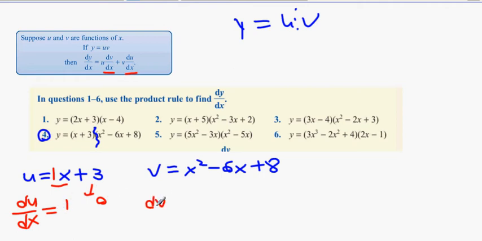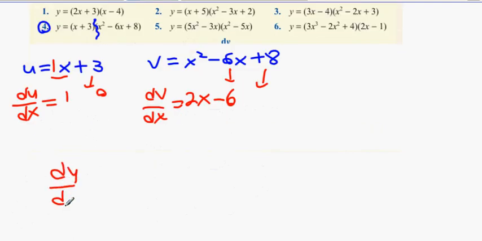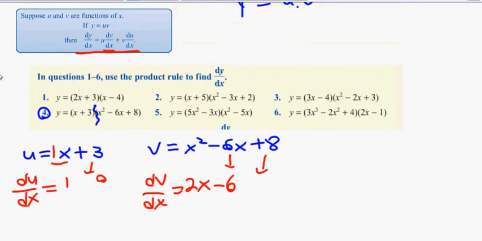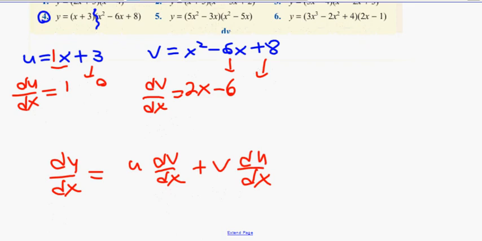Dv dx, differentiate x squared, we get 2x. Differentiate minus 6x, minus 6, differentiate 8, 0. You now know what u is, you know what du dx is, you know what v is. What you gotta do is you go to your tables and you take down this formula. Dy dx equals u times dv dx plus v times du dx. And all you do is fill it in exactly in sequence.